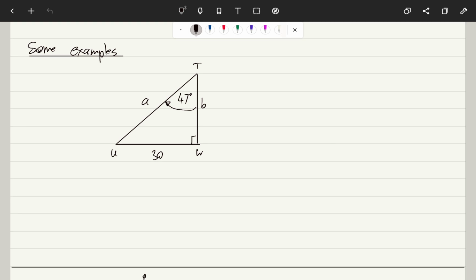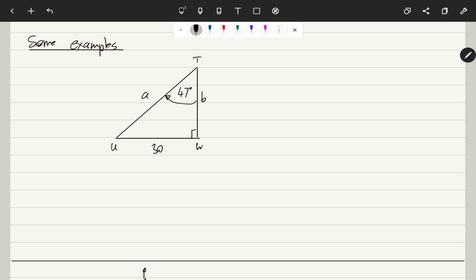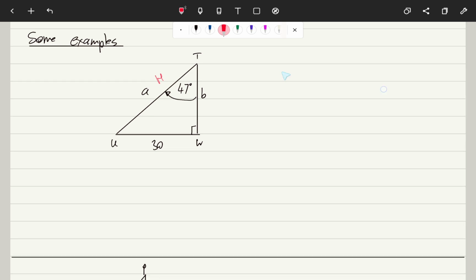For this one we have to find A and B, right? We have angle 47 degrees. We have 30 units. I didn't mention whether it's centimeters, but it doesn't really matter. You can choose which side you want to start with. If we start with A, you realize that A is a hypotenuse. Of cos, tan and sine, only cos and sine have the hypotenuse.